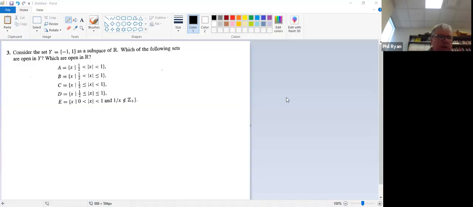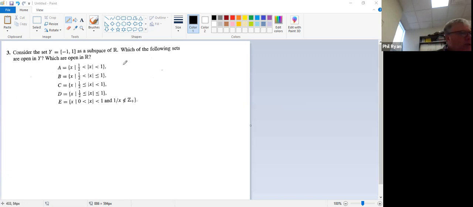Okay, continuing with the questions for section 16. Question 3 here. So which are open in R and which are open in Y? Well, A here is, what is it? It's like -1 to -1/2 union 1/2 to 1.